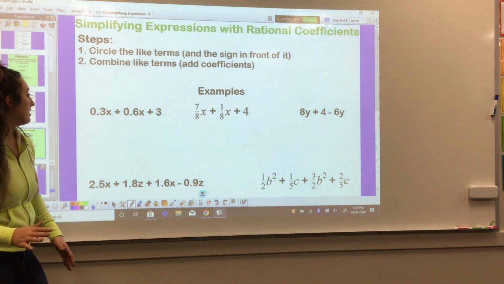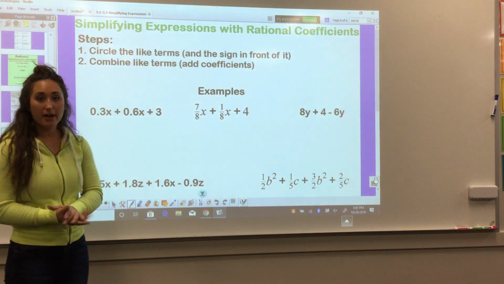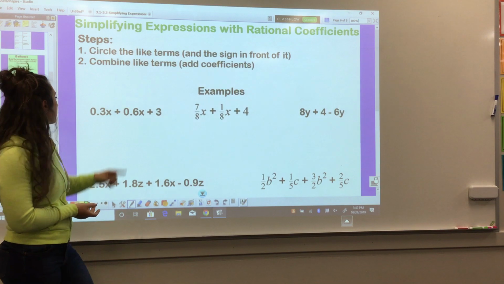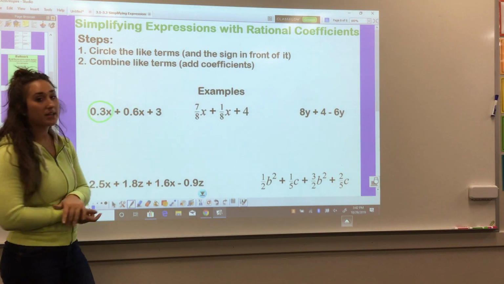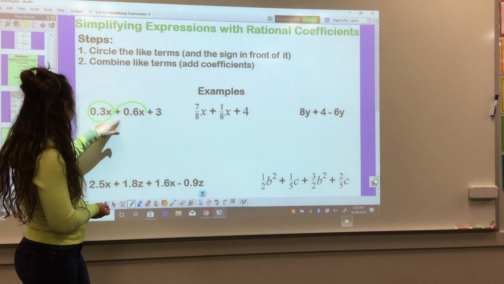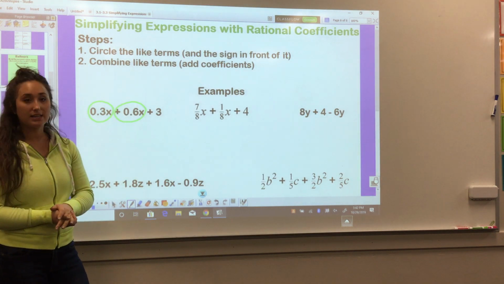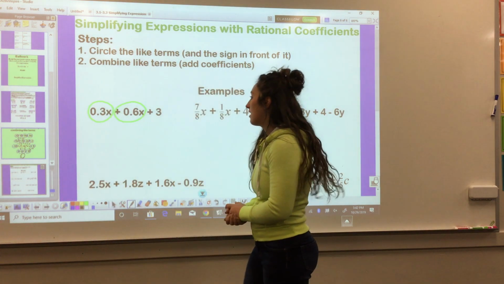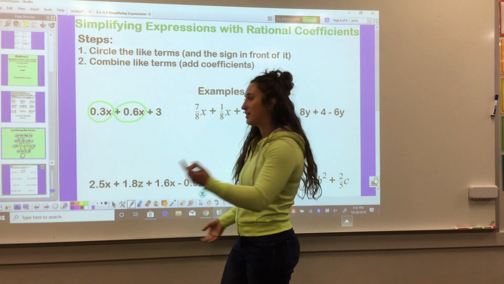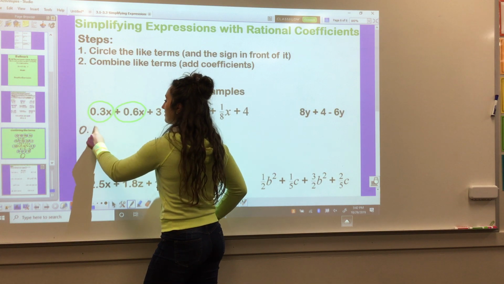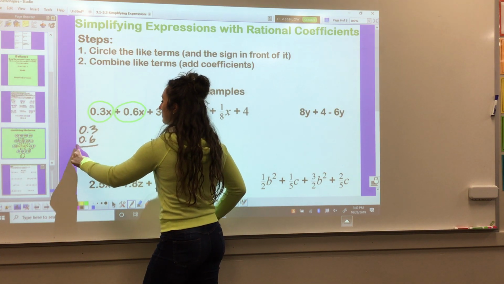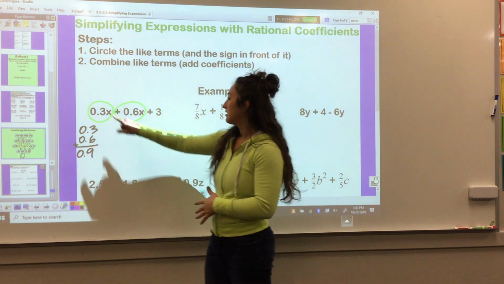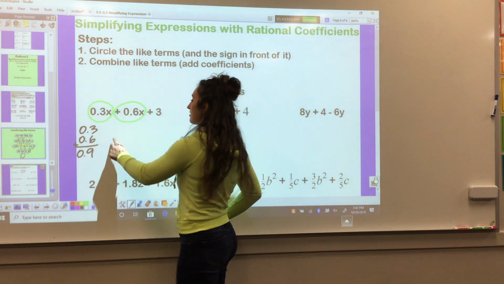Okay. So again, get your coloring utensils out because we have some like terms here that we need to circle. The 0.3x and the 0.6x are alike. You probably could do that addition in your head, but if not, you can do it off to the side. Remember, you just have to line up the decimal points. 0.3x and 0.6x is 0.9x.